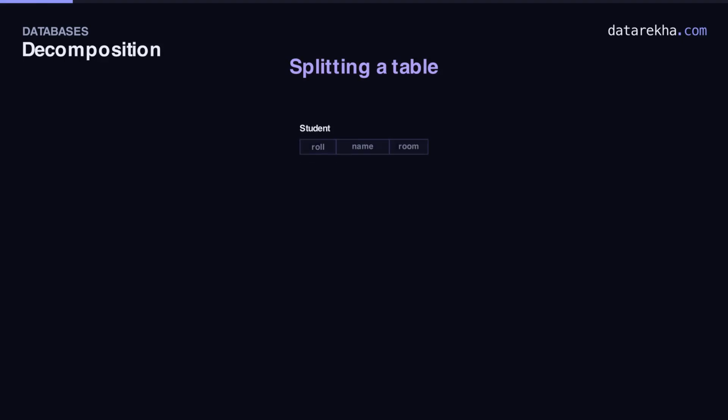You start with one big table. Every row records a student: a roll number, a name, and a hostel room. It works. But a table this wide can hide problems. And the cure is to split it into smaller ones.